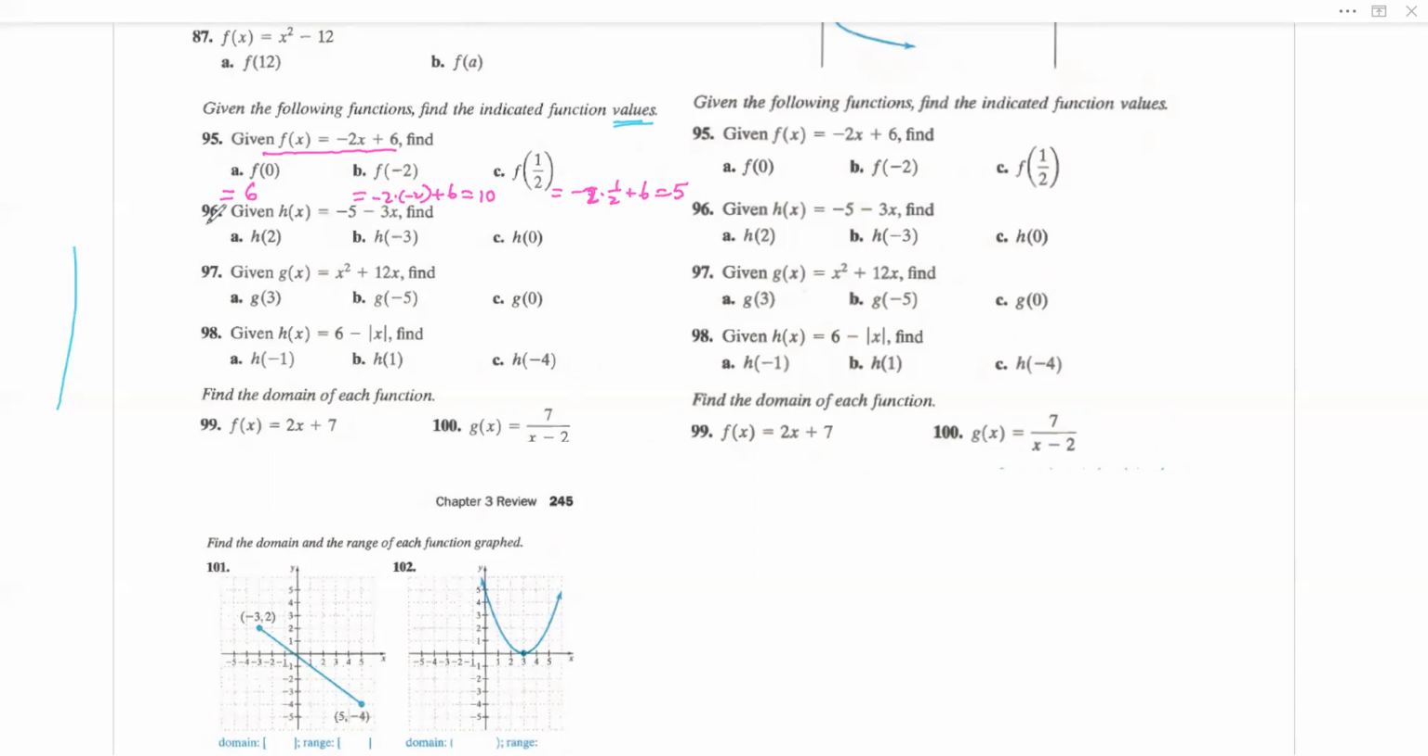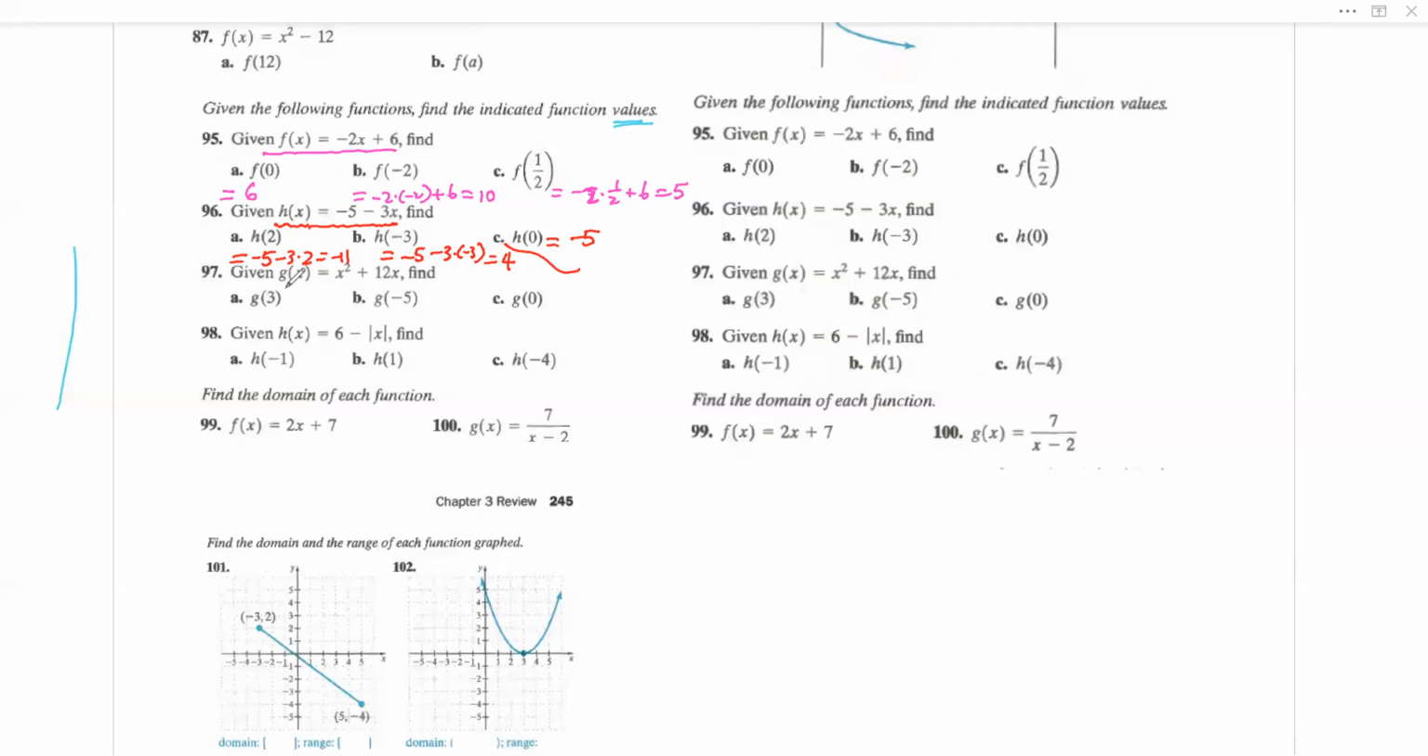All right, so see 96, the h function, h(x) equals negative 5 minus 3x. So h(2) is negative 5 minus 3 times 2, right? So negative 11. The second one, x is negative 3, so it's negative 5 minus 3 times negative 3, so we get 9, 9 minus 5 equals 4. What about h(0)? It's negative 5. That's an easy one, because minus 3 times 0 is 0.